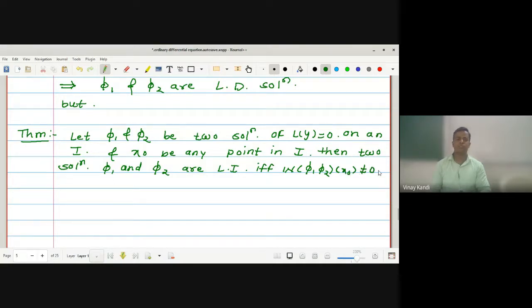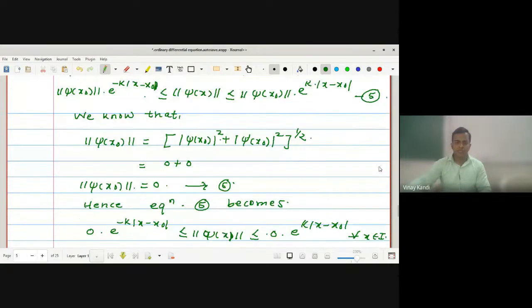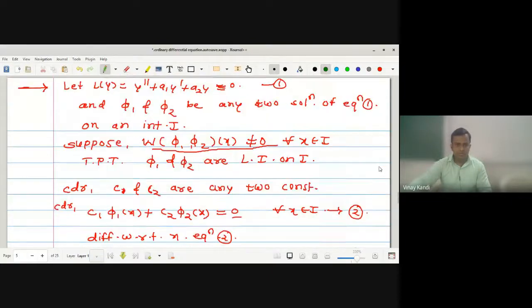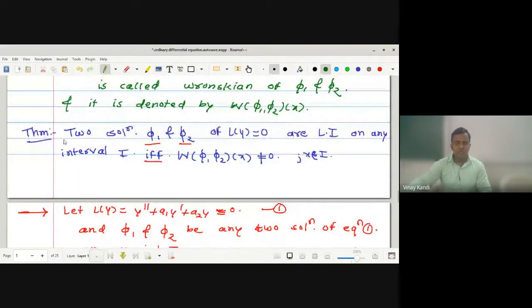This is a special case. Here we proved that if two solutions phi1 and phi2 of L of y are linearly independent on an interval I, if and only if the Wronskian at point x is not equal to 0 for all x belongs to I. It is true for every point of the interval.